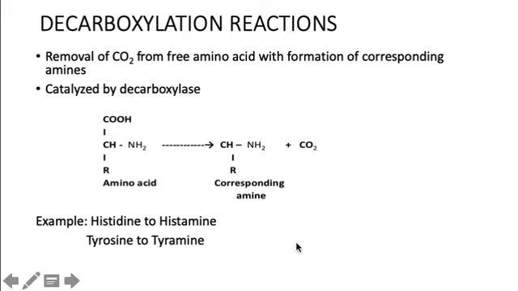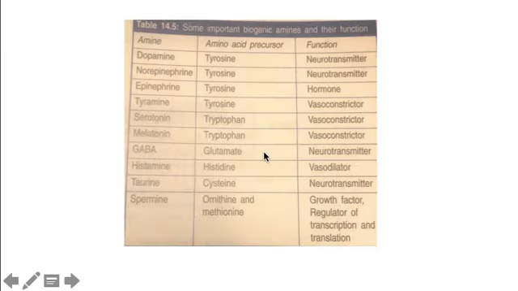And we all know from the previous classes that there are many biogenic amines which play an important role. So you know that you have dopamine, norepinephrine, epinephrine, tyramine, serotonin, melatonin, GABA, then histamine, taurine and spermine, which are all the biogenic amines synthesized by the decarboxylation reaction, right?